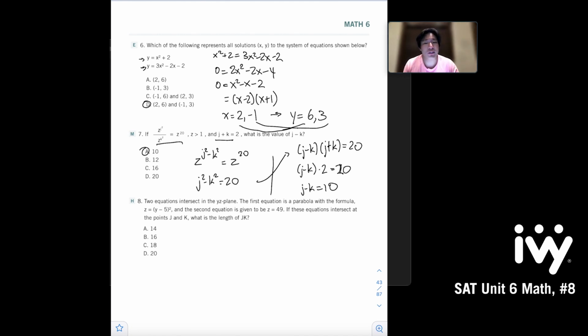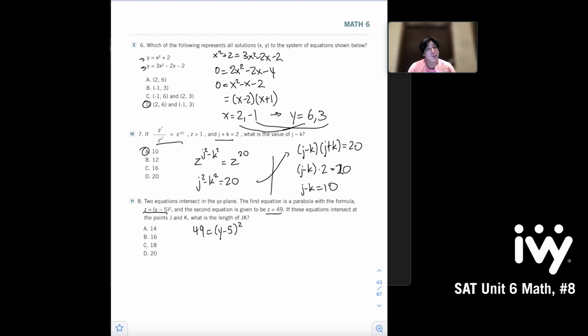8. Two equations intersect in the yz plane. The first equation is the parabola with the formula z equals (y minus 5) squared, and the second equation is given to be z equals 49. If these equations intersect at the points j and k, what is the length of jk? So here in this case, we see that z is equal to 49 and z is equal to (y minus 5) squared. So let's go ahead and just set those equal to one another. So now we have 49 equals (y minus 5) squared.